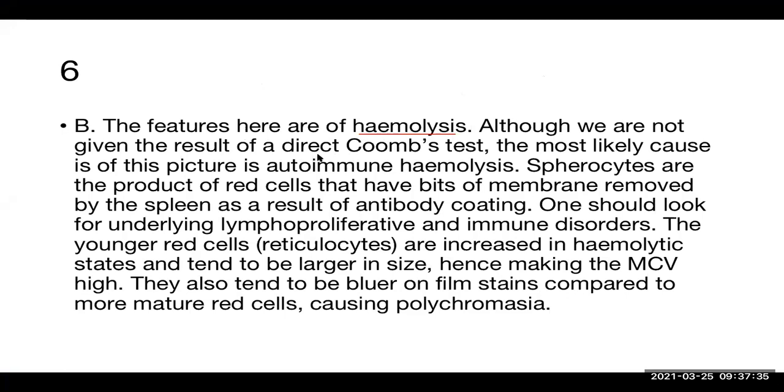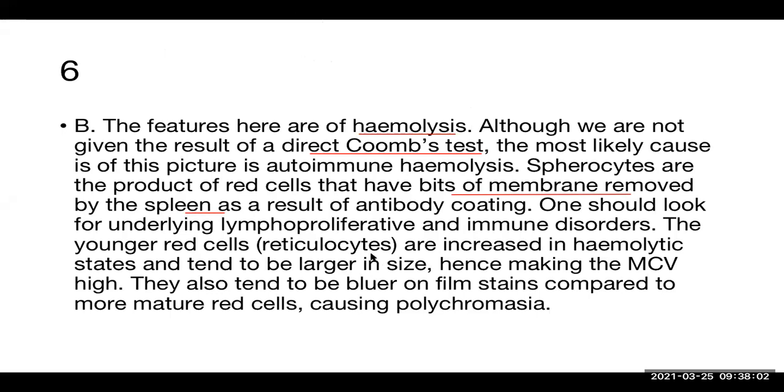In autoimmune hemolytic anemia, the direct Coombs test is positive, but that option was not provided there. Okay, spherocytes are the product of red cells that have bits of membrane removed by the spleen as a result of antibody coating. Yes, the abnormal antibodies are responsible for autoimmune hemolytic anemia in this case, and those antibodies are produced by the immune system.